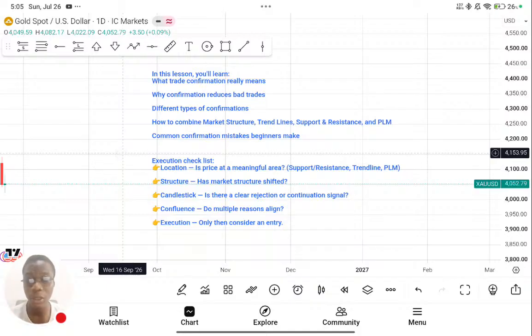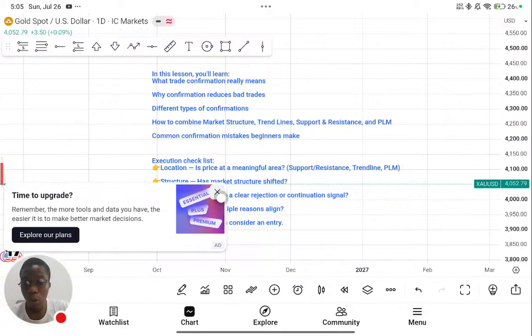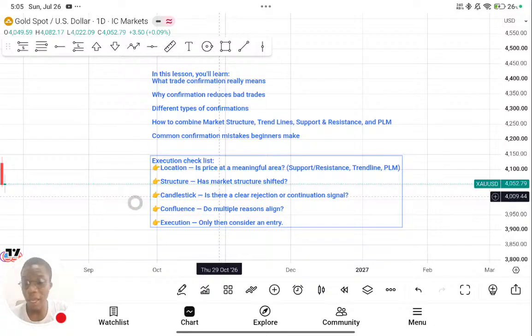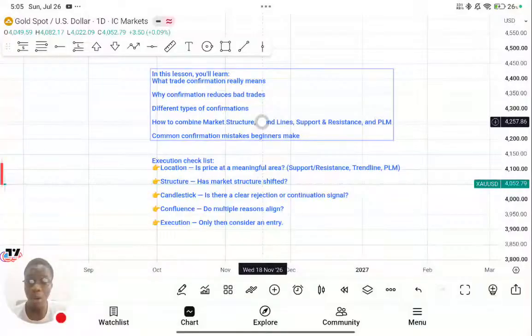Meaningful area, like I told you, is either a support or resistance that price has reacted on more than once on a higher time frame. What is higher time frame? Higher time frame starts from 1 hour above till daily.